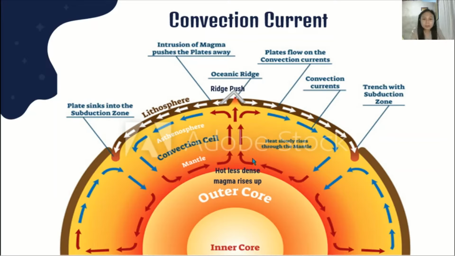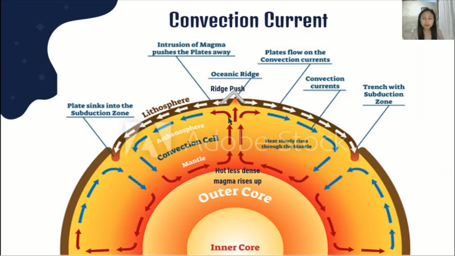As the convection current in the magma continues, there is also continuous ridge push in the ridge. This is why the oceanic plate subducts in the subduction zone. There is a force pushing the oceanic crust to subduct in the subduction zone.